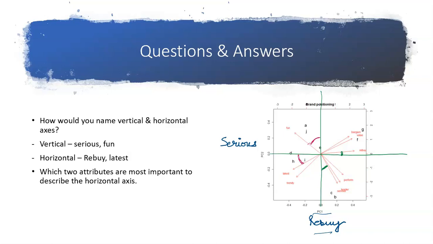Similarly, if I look at the vertical axis, it's serious, which has the smallest angle with it. So I can rename the horizontal axis as rebuy, and I can name the vertical axis seriousness, because the angle between this vertical axis and this adjective is smallest.